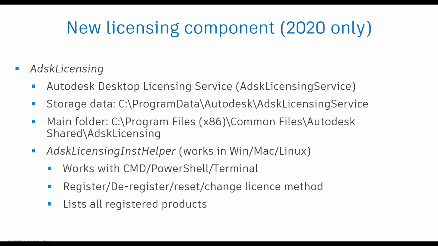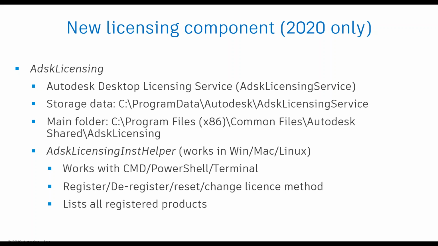There are a few folders that have changed. If you're familiar with the old licensing component, these folders have changed a little bit. In the past, we would look at ProgramData, the FlexNet folder, and so on. Now these are not used anymore. What we're looking at are the specific ADSK licensing service folder inside ProgramData, and the component itself is installed under Program Files (x86), Common Files, Autodesk Shared, ADSK Licensing. So this would be the folder where it gets installed. We're going to see this in just a minute in our demo.